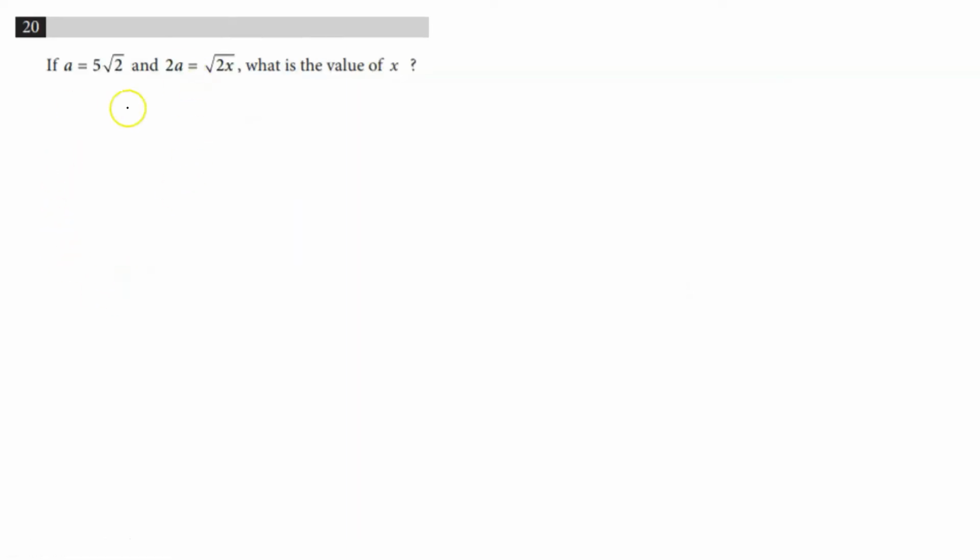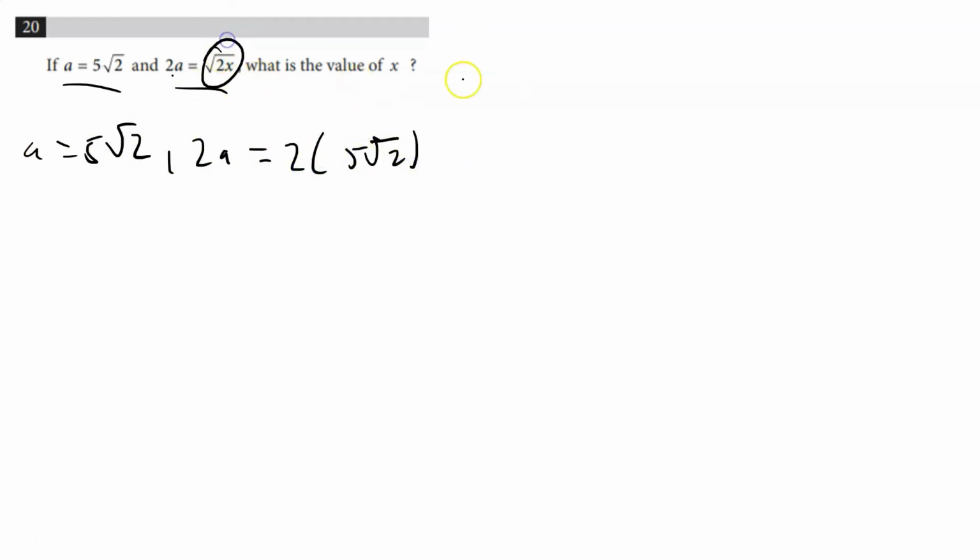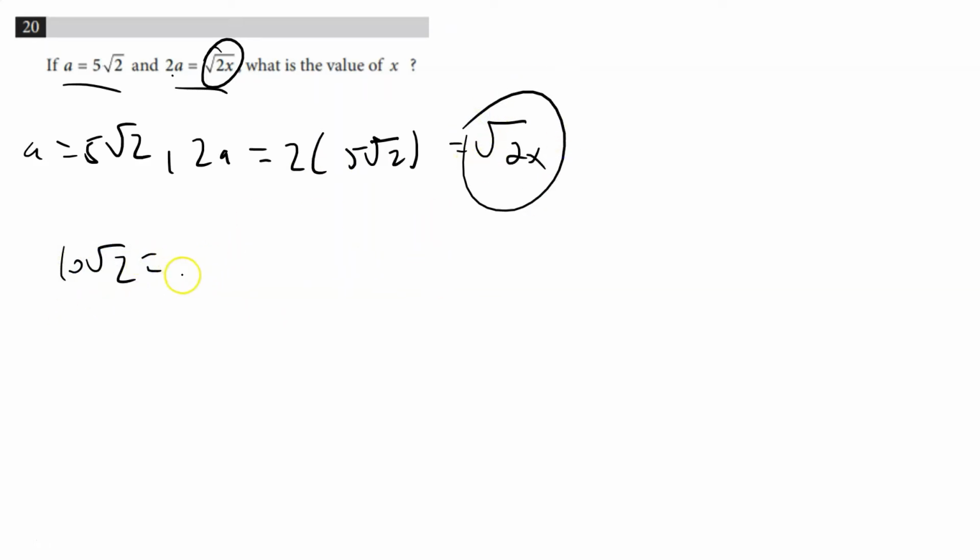Final question. If a equals 5√2 and 2a equals √(2x), what is the value of x? Okay, so we know a equals 5√2 and 2a equals 2 times this, right? So a equals this, and that means 2a would equal 2 times 5√2. And it's also equal to √(2x). So we have 2 times 5√2 equals √(2x). And yeah, we can just simplify from here. 2 times 5√2 is 10√2, and then √(2x) we can just leave as it is.